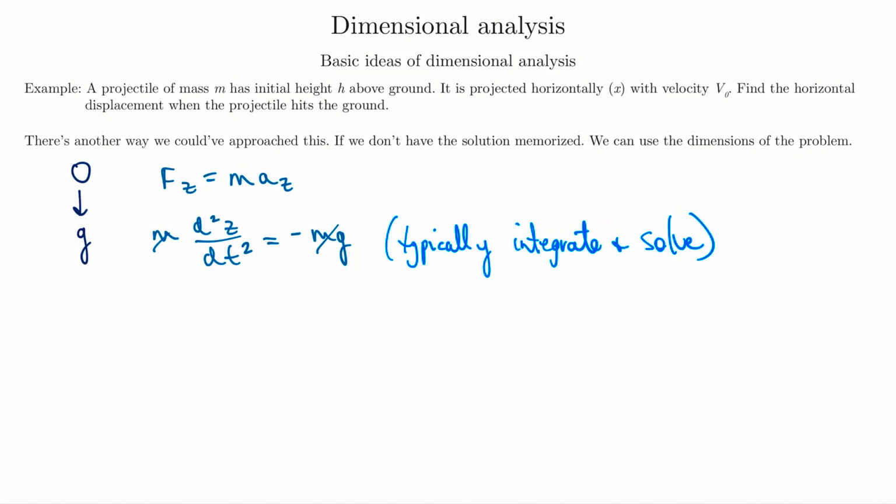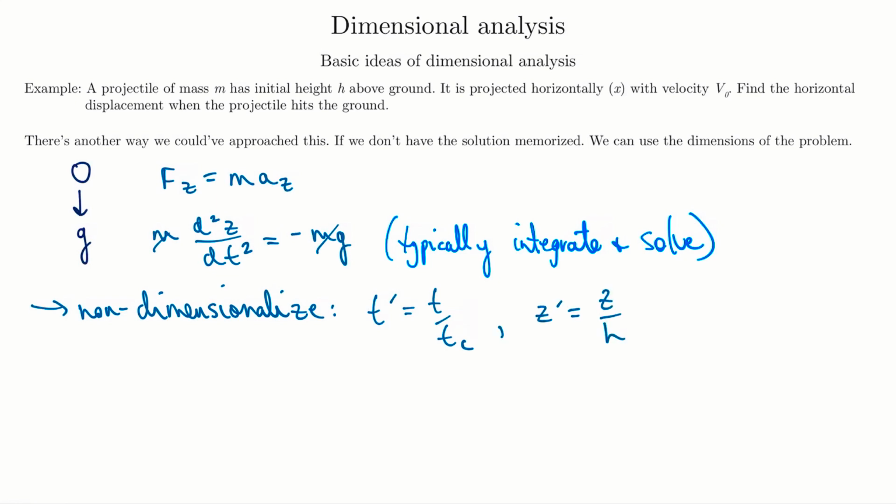So typically you'd take this, you'd integrate it, and you'd solve it, and you'd do all the calculus, but let's not do that. Let's instead just non-dimensionalize this. So we've said h is our scaling factor for the dimension. So let's write that out. And for time, we're just going to pick a t_c, a characteristic, or typical, time scale of the equation. And we'll see the structure of that in a second.